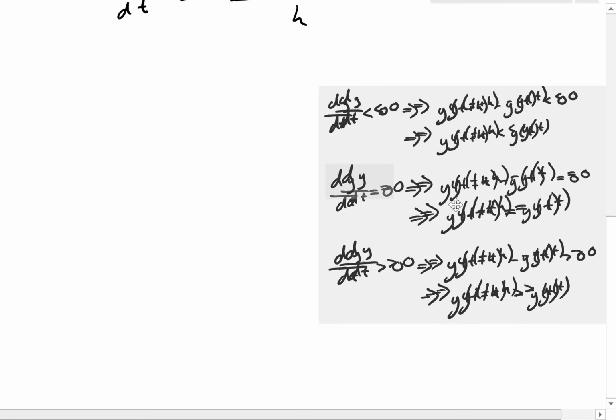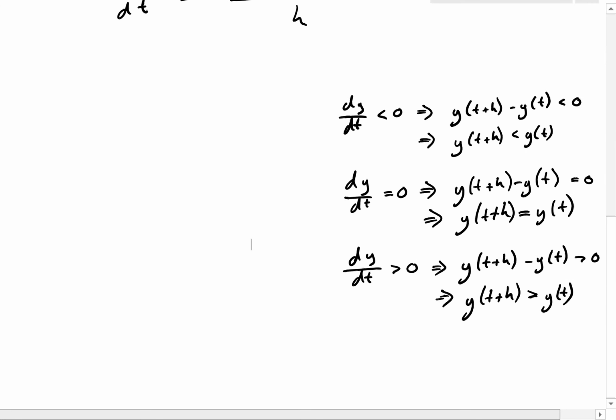Stick it over there. Hopefully that's all in screen now. That's all in shot. So basically, as dy by dt is less than 0, what we're saying is that dy by dt is decreasing, because it's less than 0. dy by dt is the gradient. When we differentiate something, we get the gradient. So the gradient is less than 0.